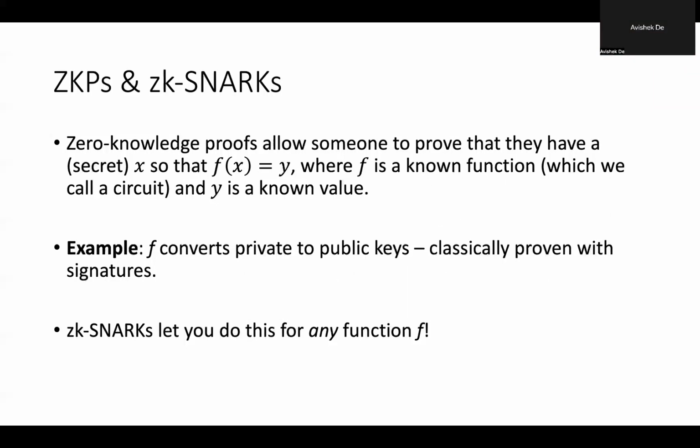And what's really cool is that as this field developed historically, people came up with all these functions f and their very own zero-knowledge proofs for them. But then ZK-SNARKs emerged, and ZK-SNARKs let you do this for any function f. So we don't have to come up with functions f and create ZKPs for those bespoke. We can just use ZK-SNARKs, and those will give us zero-knowledge proofs for any function.